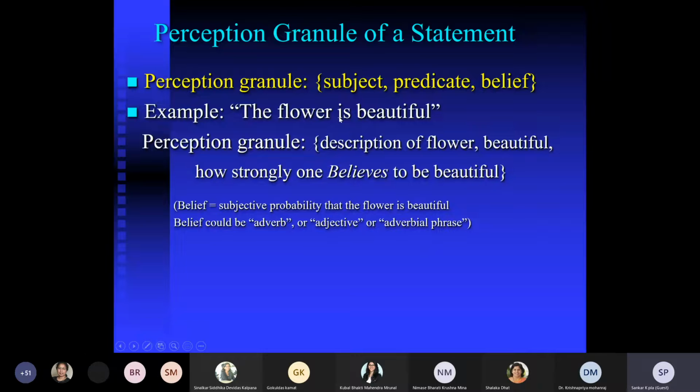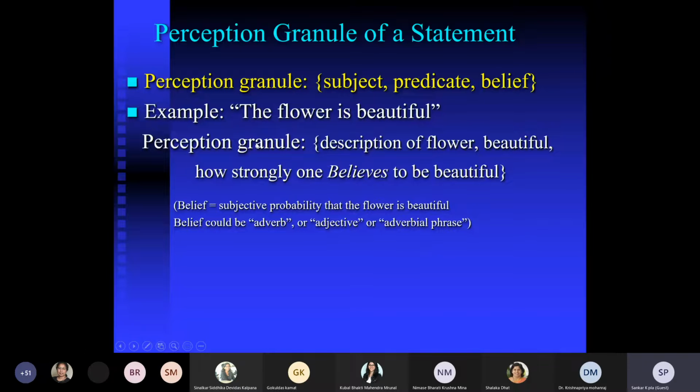For example, the flower is beautiful. This is a simple sentence. You get: flower is beautiful. Here, what is the subject? The description of the flower. What is the predicate? It's beautiful. And what is the belief? That is how strongly one believes it to be beautiful, that is, how strongly one believes that the flower is beautiful. So this is what is called a perception granule.